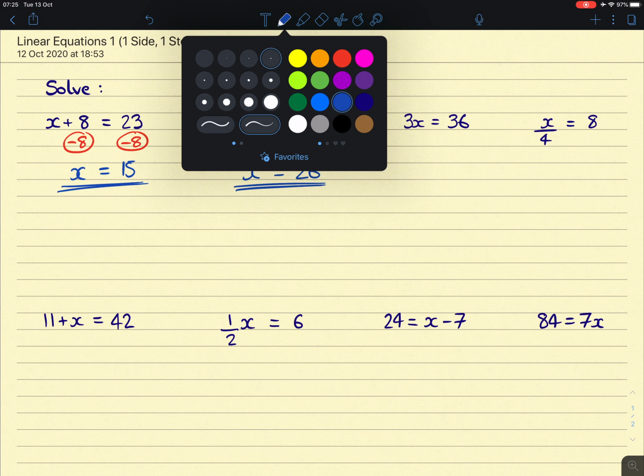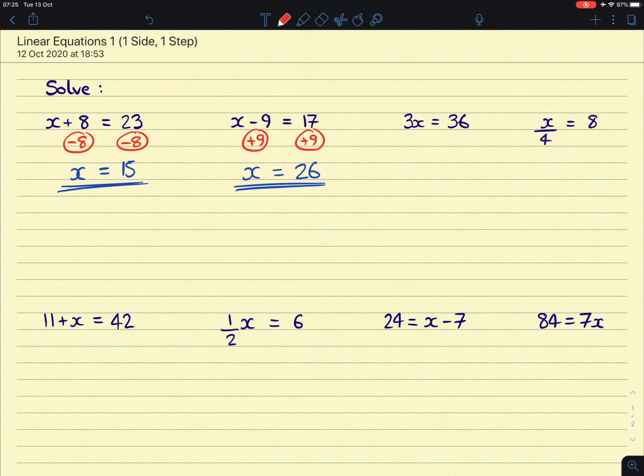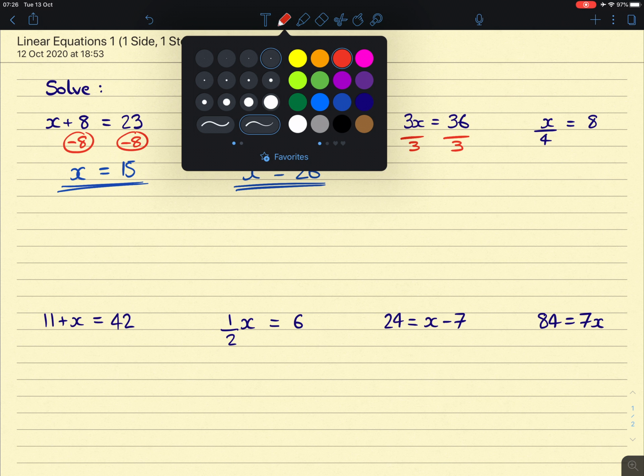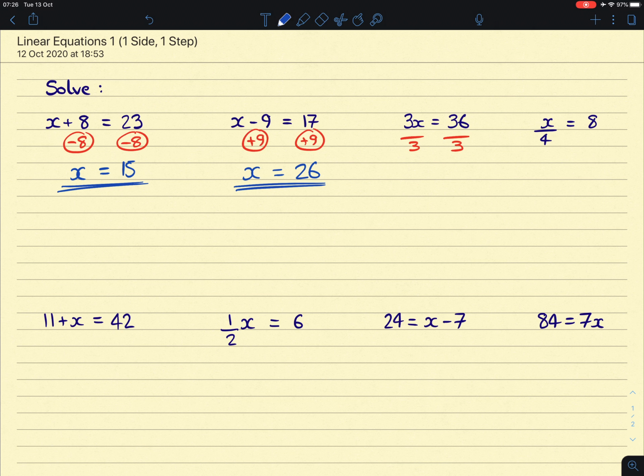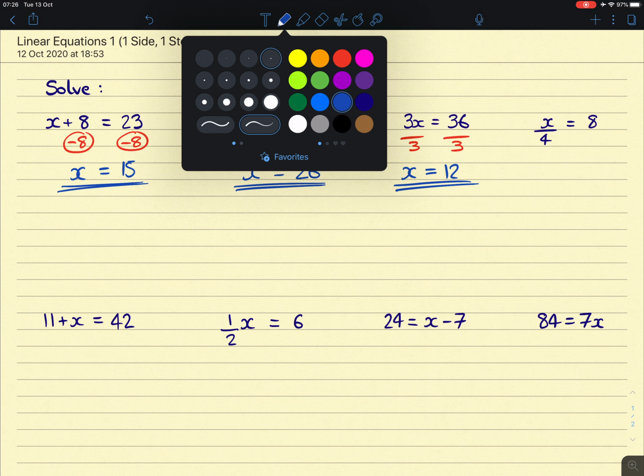For the next one, we have a 3x, which is the same as 3 times x, or x times 3. In order to get rid of a multiplying by 3, we have to divide by 3. So we're going to divide both sides by 3. I choose to write it over as a fraction there, but you could use a divide sign as well. If we do that, we will end up with only a single x on the left, and on the right-hand side we have a 12, and we've solved our equation there.